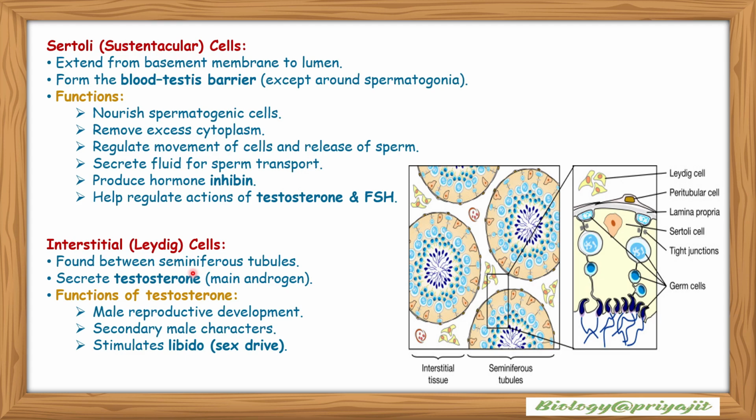Interstitial or Leydig cells are found between the seminiferous tubules. They secrete testosterone, which is the main androgen hormone. Functions of testosterone: male reproductive development, secondary male characteristics, and they stimulate libido or sex drive.